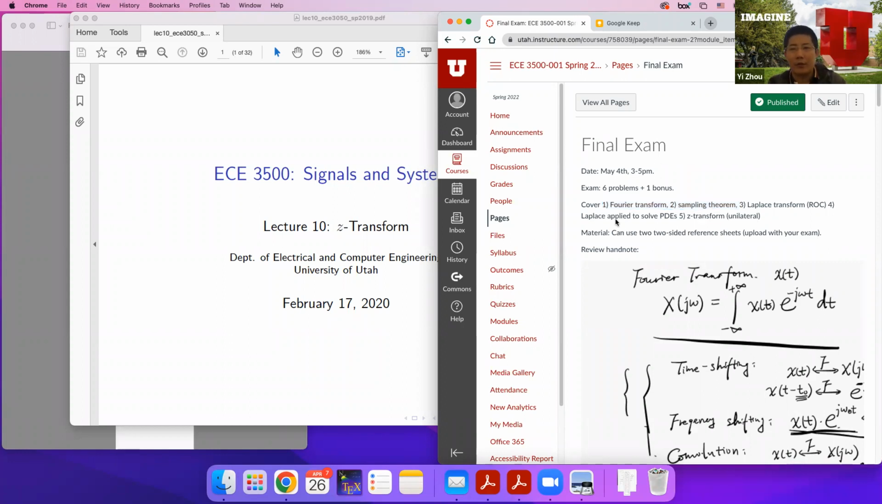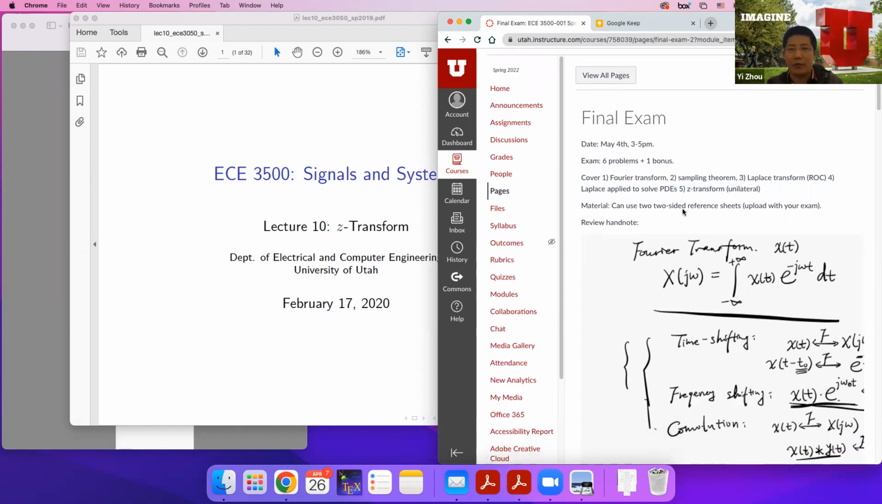So just to note that we do have problems on Fourier transform. It is very basic, just like computing the Fourier transform of some signals, or applying the basic properties of Fourier transform. So it will be very basic Fourier transform problems. And the sampling theorem will be something similar to what we have in midterm 2. And then the rest of the problems are related to the last 2 lectures.